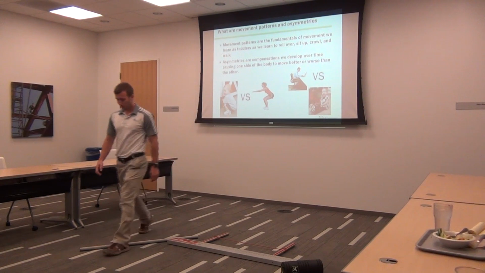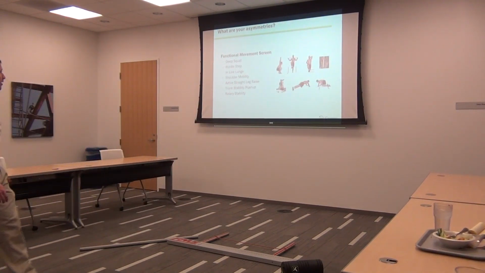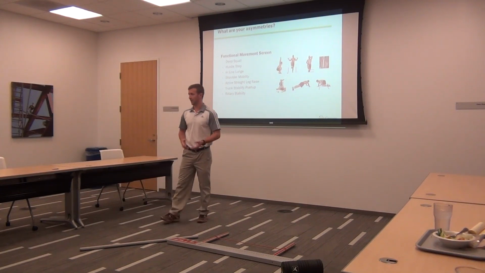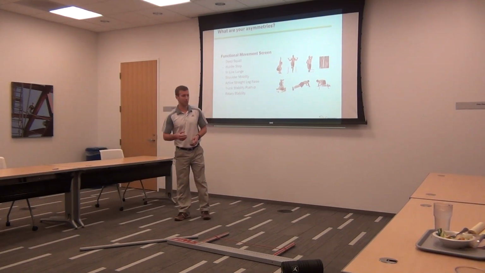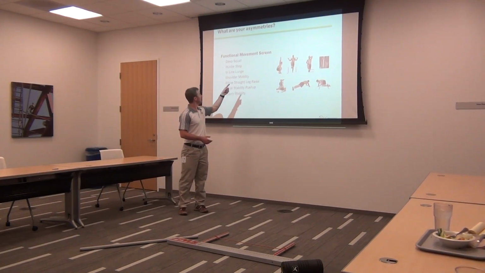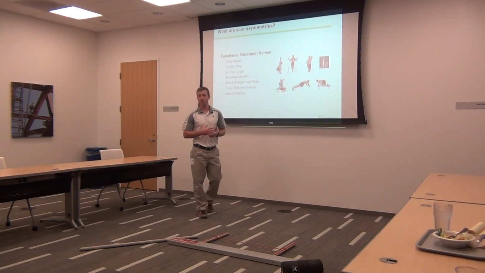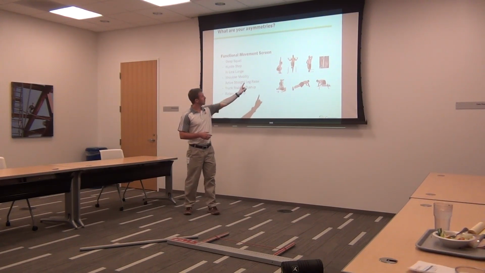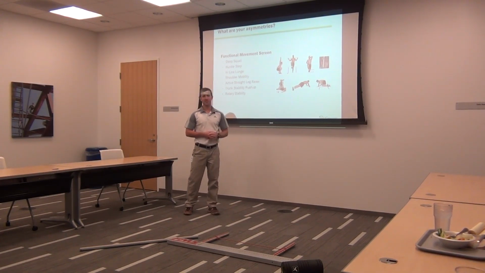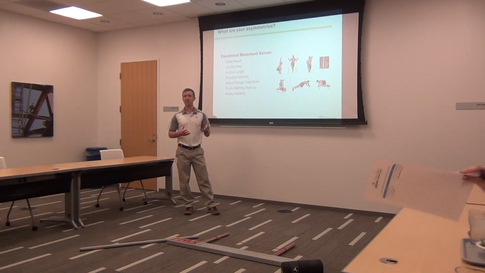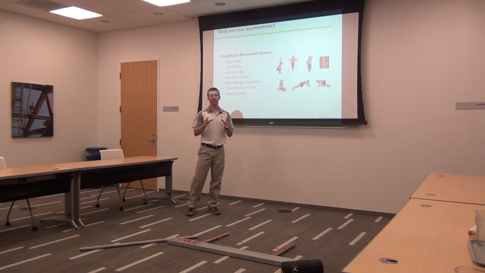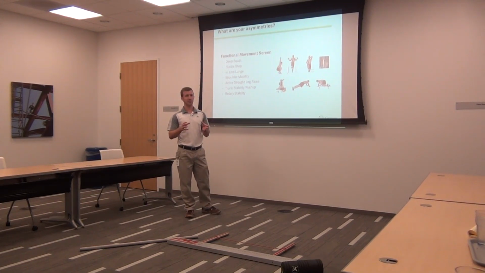Okay, so what can we do to identify what are our asymmetries? Well, when I was training, we would use something called the functional movement screen. Okay, so we would have our members come in, whatever their goals may be, and we would put them through these 7 movements, and we would watch how they moved, where they compensated, and what could we do to correct those asymmetries and compensations.